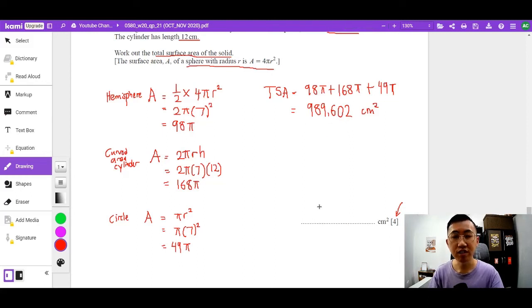Give more than 3 significant figures. Never mind, this is great. I give 6 significant figures. So that's the final answer. There you go. So this is geometry.